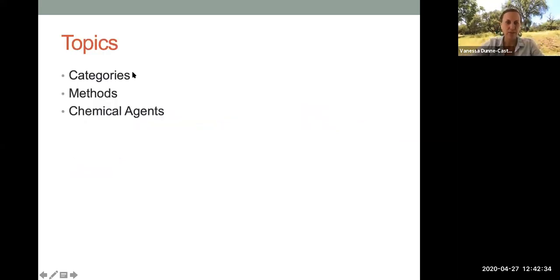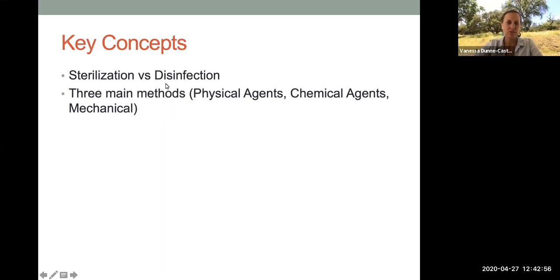The major topics that we'll cover with these slides are the categories of microbial control. So it's not just spraying down a surface with decontaminant or disinfectant. There are other ways that you can control for microbial contamination. What are those methods? And then the last section is on those chemical agents that you can use for surface decontamination or disinfection. There are some key concepts here.